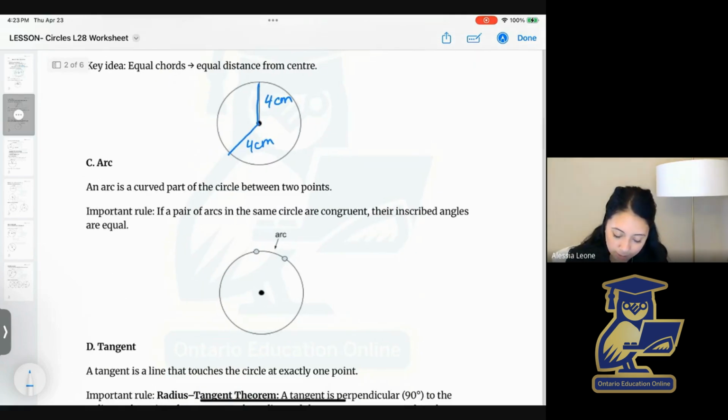An arc is a curved part of the circle between 2 points. You have 2 points, and that little curved area in between the 2 points, that little curve, is the arc. If a pair of arcs in the same circle are congruent, their inscribed angles are equal. Now, that whole sentence, you can just put on pause because we are going to be working with angles soon.